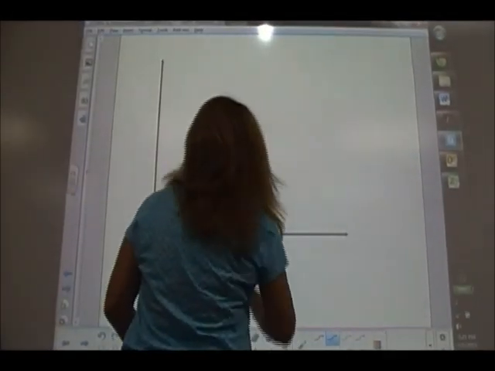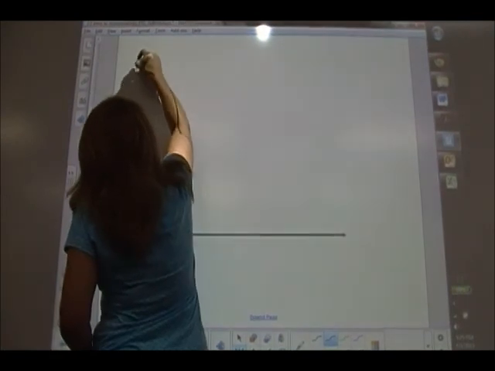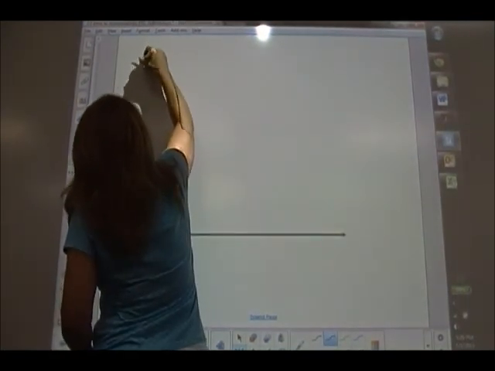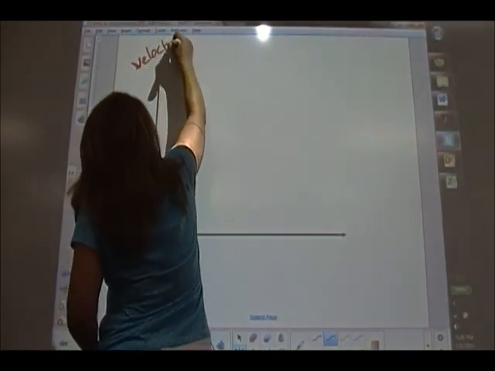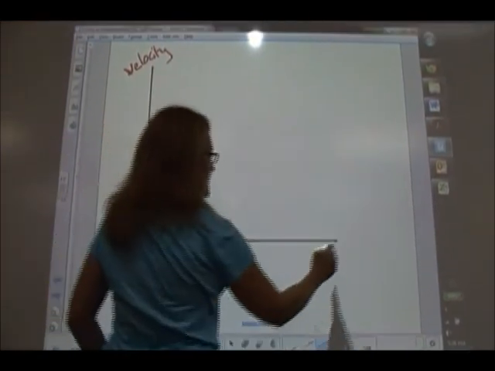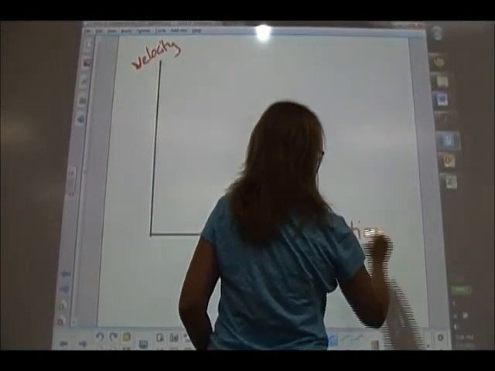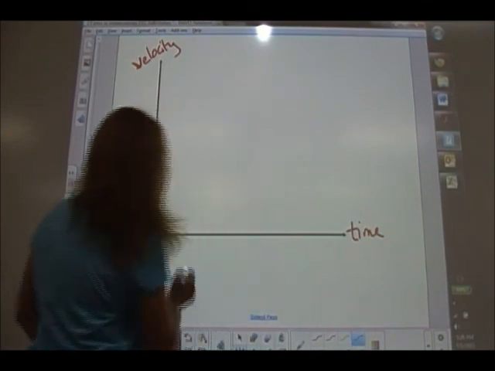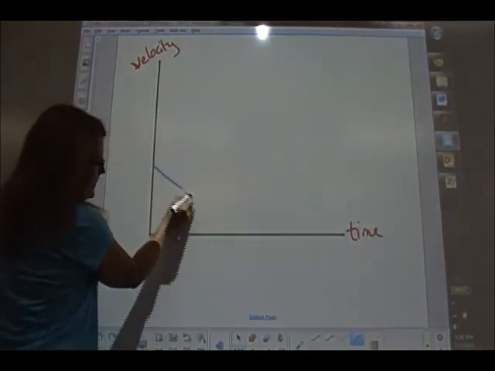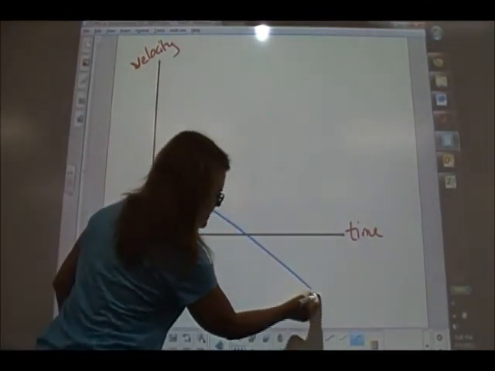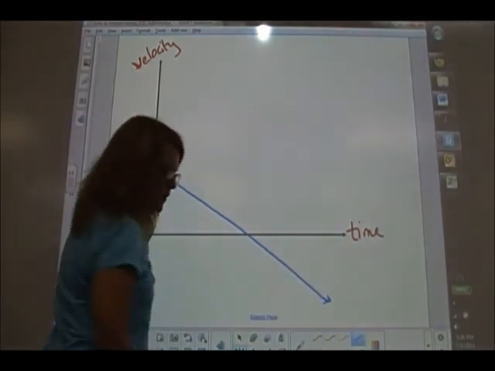Tell me what this graph would represent. And I'm going to start calling it velocity now. You're going to understand why in just a second. Velocity and time. We're talking about velocity functions. If I draw this graph, what would it represent?